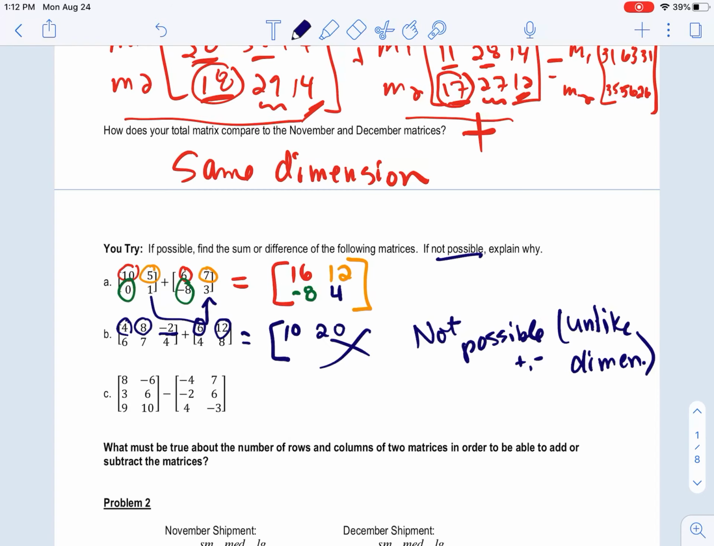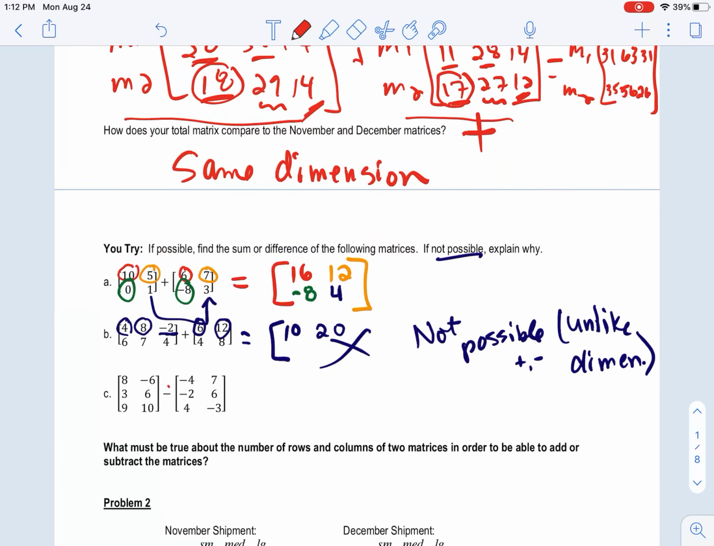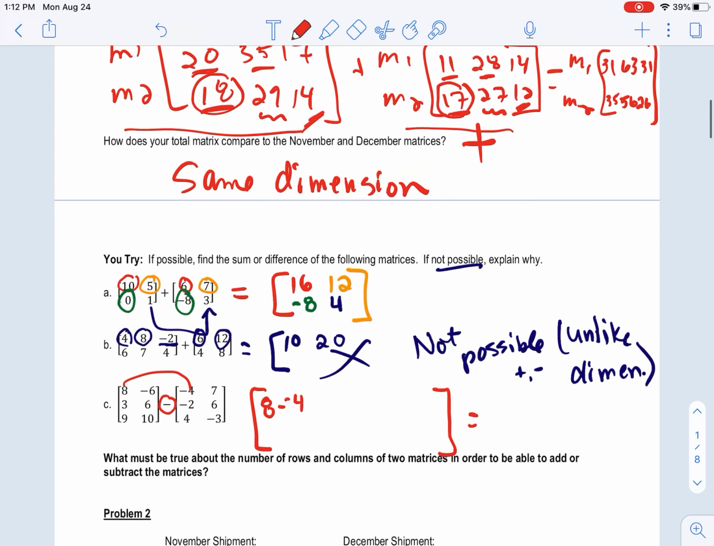Okay, letter C. Now we need to subtract. So we're going to subtract each one of our piecewise numbers. So I'm going to write it out for each piece, and then we'll do the work, just so we can see what's happening. So I have 8 minus -4. Then I have, I guess I didn't need it that way. I have -6 minus 7.